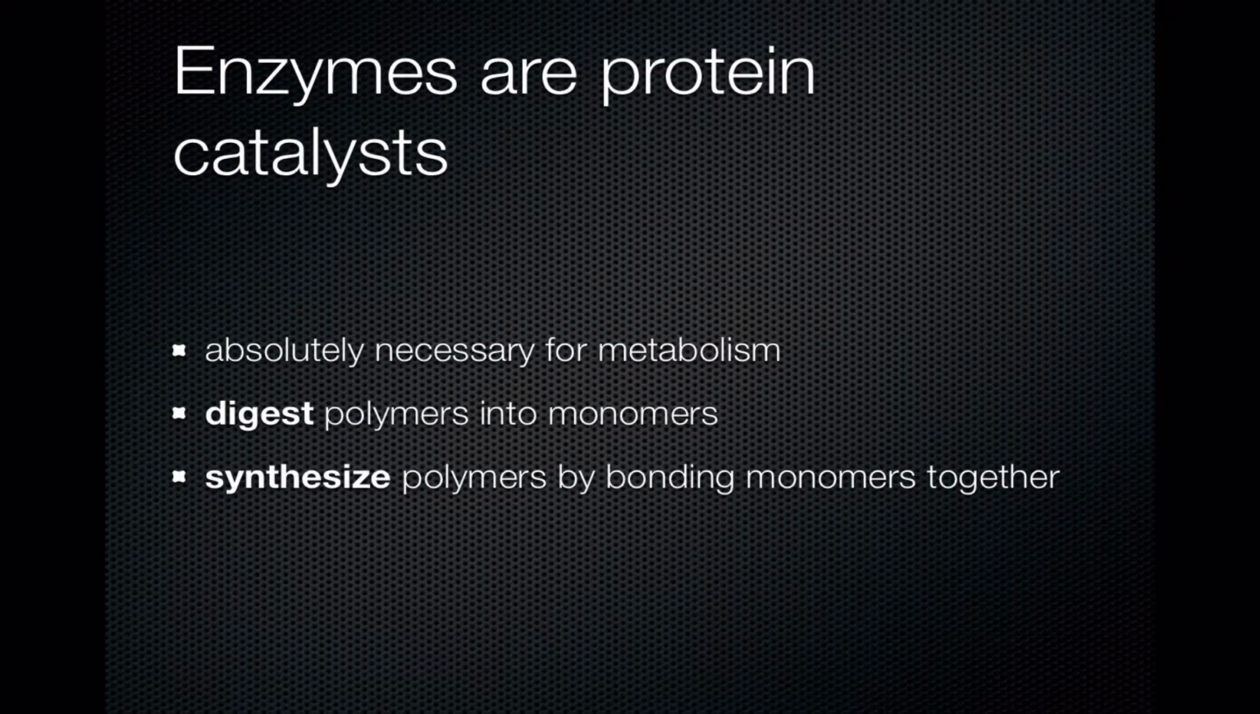Now, enzymes are absolutely necessary for the metabolism, or the functioning of the chemistry, inside of all living cells. There are basically two different categories of metabolic processes inside of cells. There is digestion, the act of taking polymers and breaking them down into monomers. And then there is synthesis, which is just the opposite. Synthesis builds polymers by bonding together monomers. So these are opposite types of chemistry, and enzymes are critical for both of these types of metabolic processes.